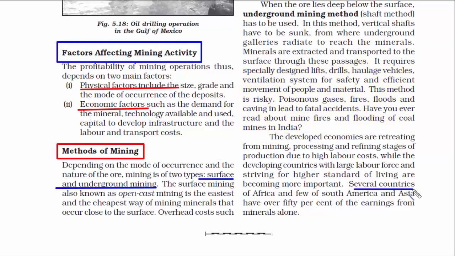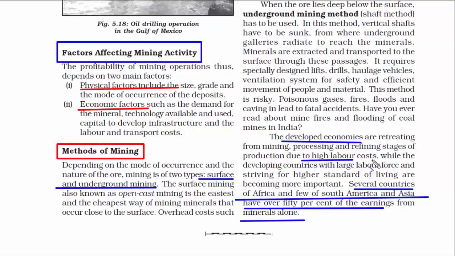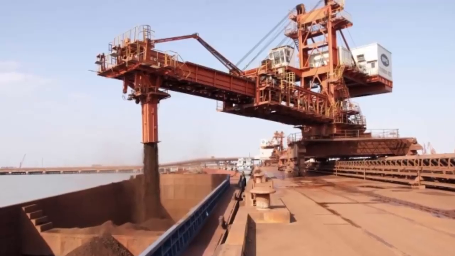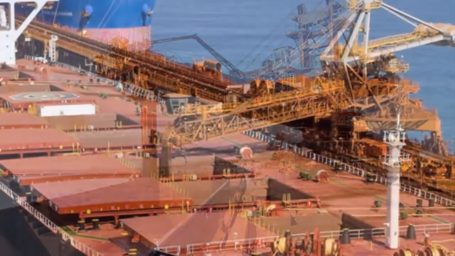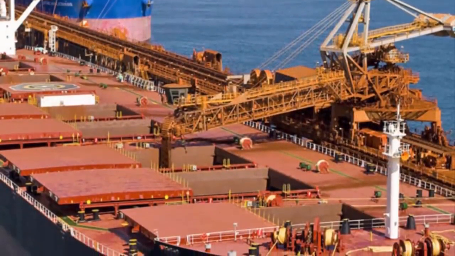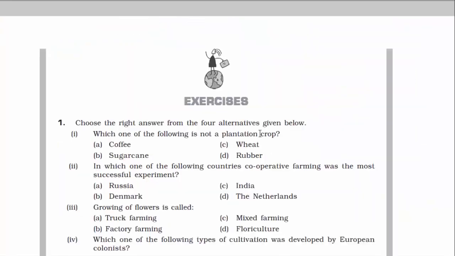Several countries of Africa and a few of South America and Asia have over 50% of their earnings through mining. And on the other hand, developed countries are moving away from mining because of high labor cost. That's why most of the developed nations import minerals from other countries. This turns out to be less expensive for them. This brings us to the end.